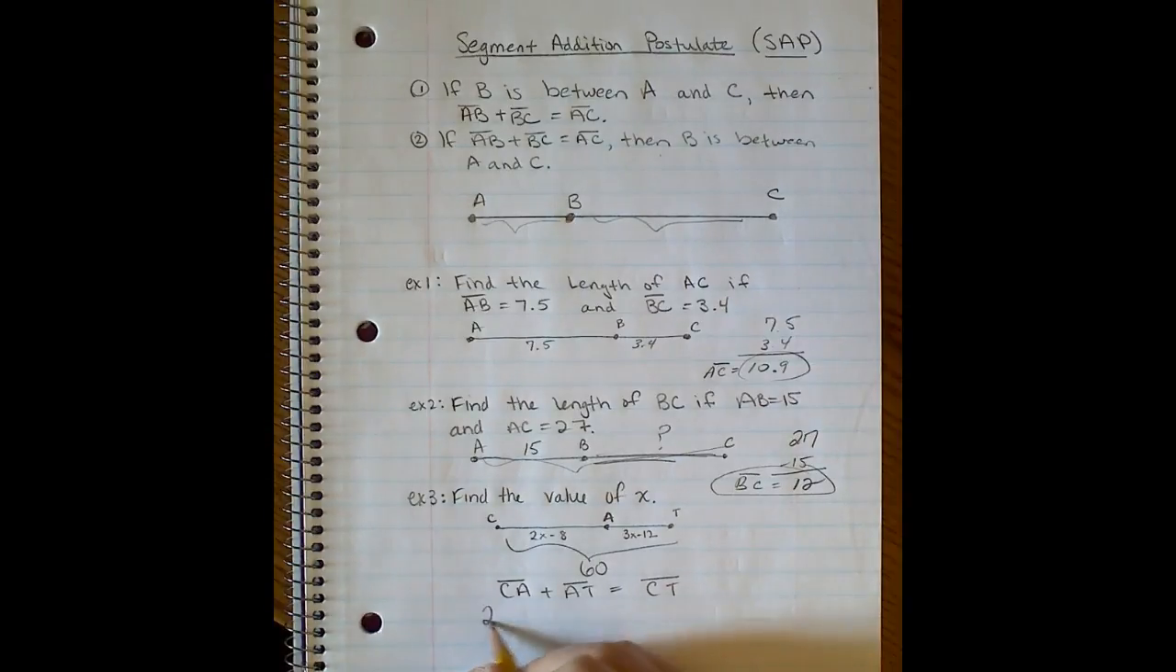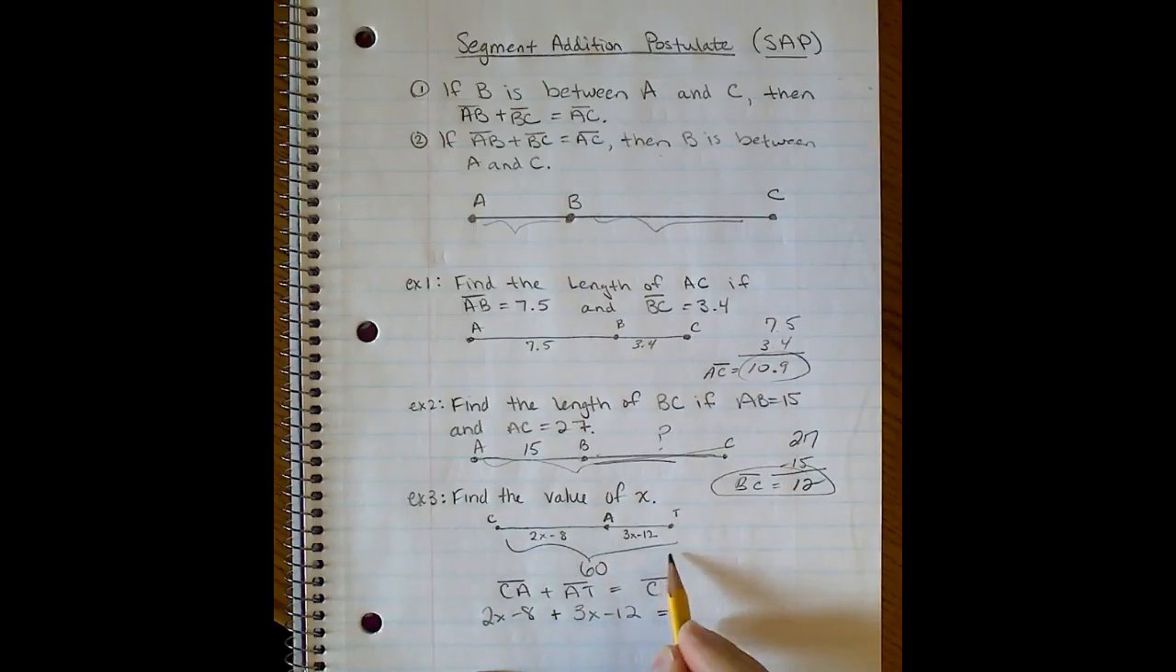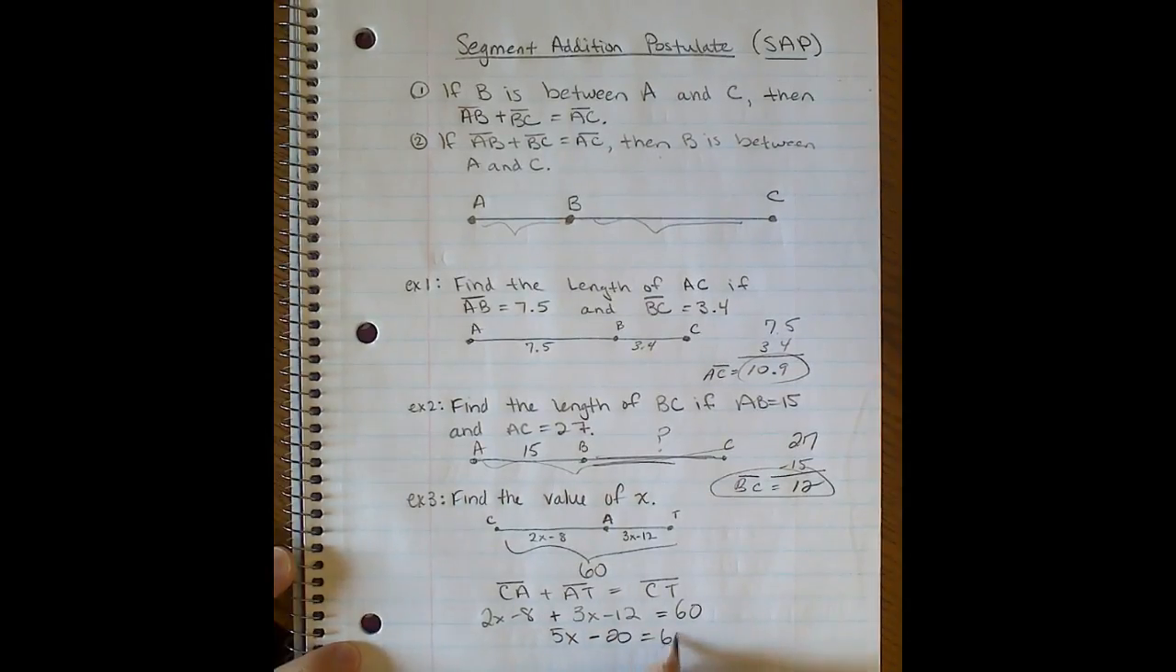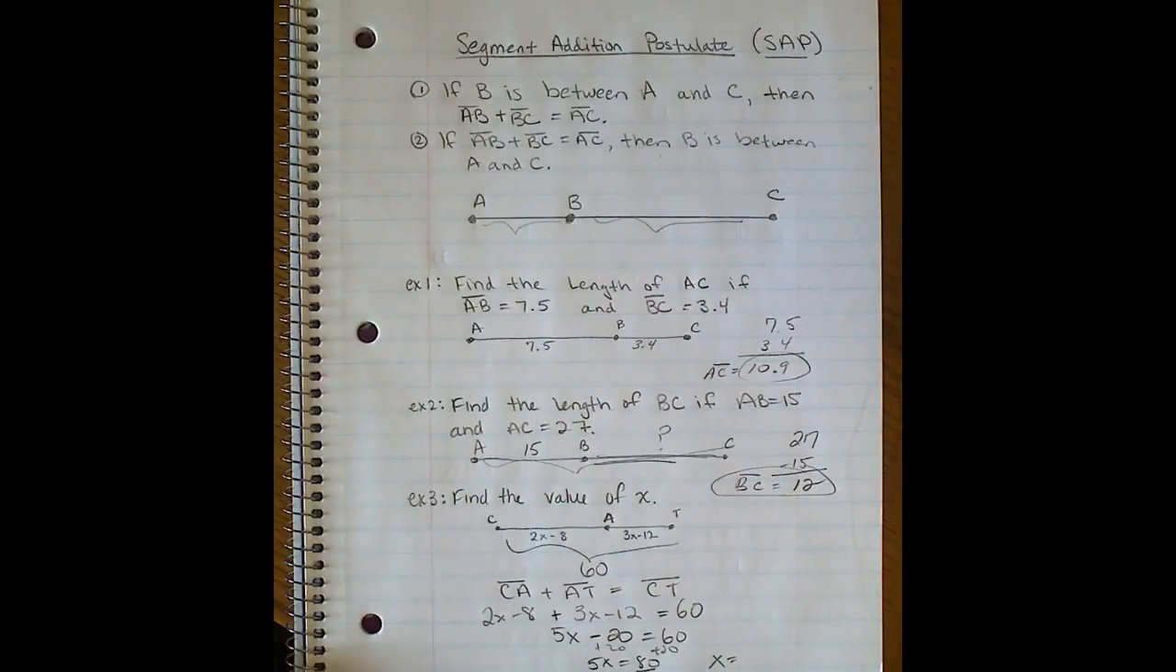And then I'm going to plug in each of the expressions that represent those segments. So CA is 2x minus 8 plus AT, which is 3x minus 12, and the total is given to me: 60. So now I can just simplify and solve for x like we did in Algebra 1. So combining like terms, I get 5x minus 20 equals 60. I'm going to add my 20 to the other side, so 5x equals 80. Dividing both sides by 5 to get x equals 16.